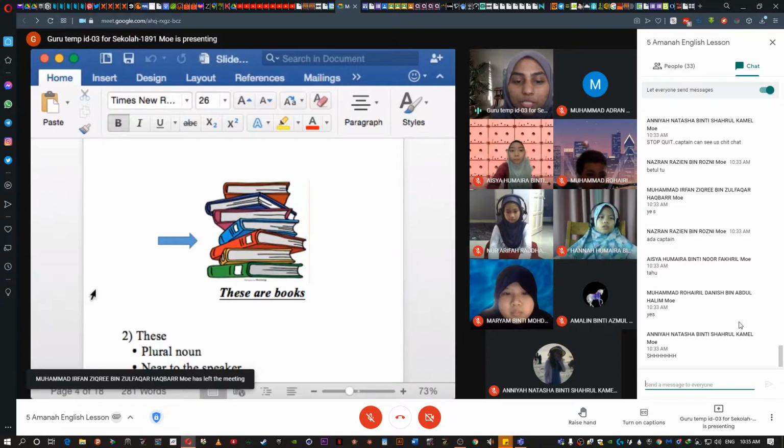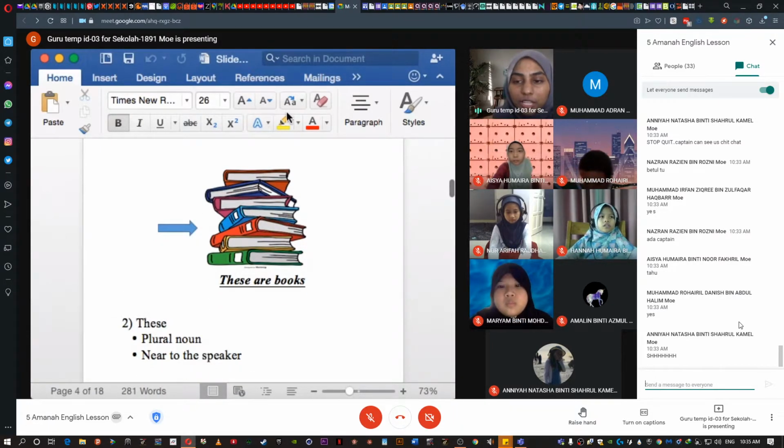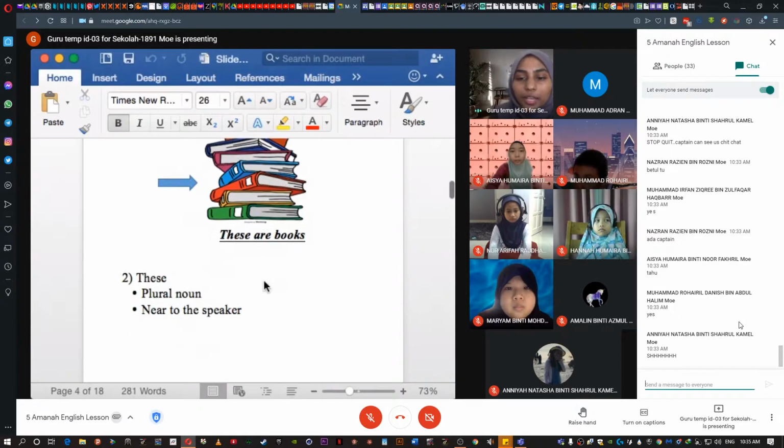So, we use this word when we see a plural noun. As you can see, we have so many books here. So, it's plural, and near to the speaker. Benda yang banyak dan juga berdekatan, we call it these. Okay? These are books. Okay, next.